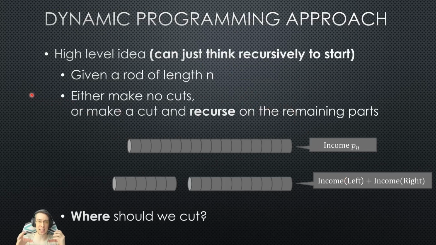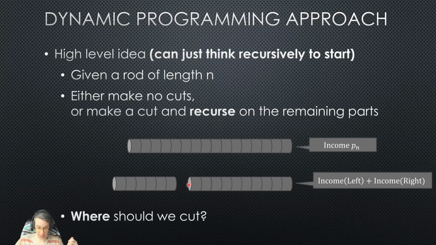Well, first I like to come up with a high-level idea of how I would tackle the problem with a basic recursive solution. So I like to just think of a naive recursive solution before I then try to use dynamic programming techniques to optimize the recursive solution. So, given a rod of length n, we can either make no cuts, and then we just sell the whole thing for an income of Pn, or we can make a cut and then recurse on the remaining parts.